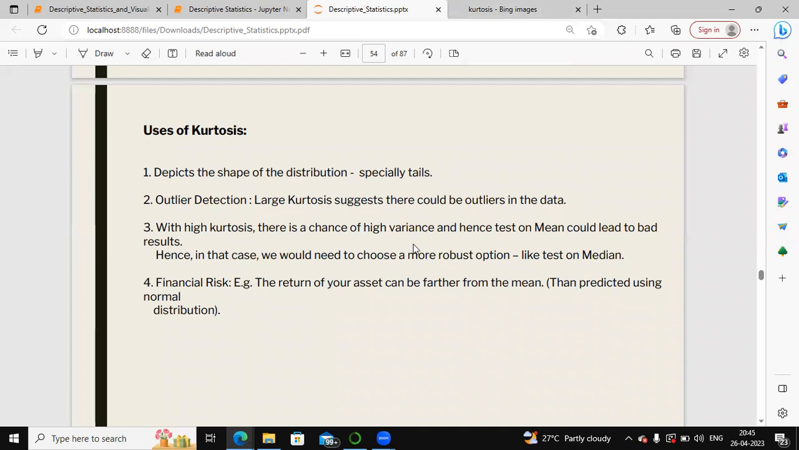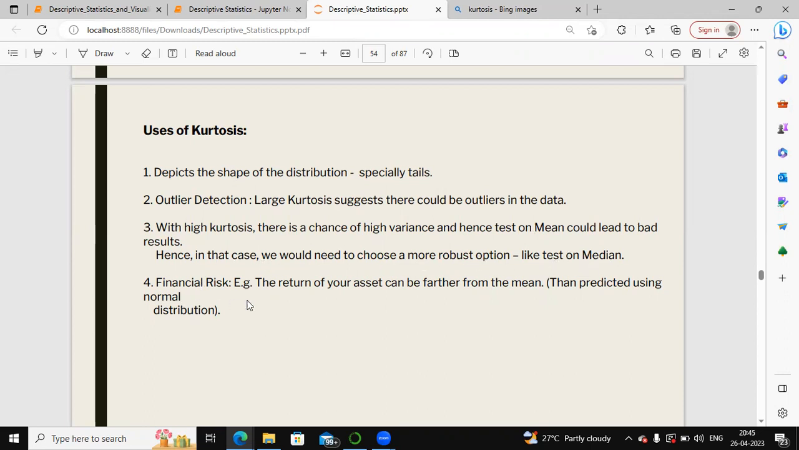With high kurtosis, there is a chance of high variance. Yes, high kurtosis leads to high variance, and hence tests on the mean could lead to bad results. As I said, with outliers there is a chance of high variance, and because of that, a test on the mean could be bad, because outliers will affect the mean value. So in that case, we will choose a more robust option like a test on the median.